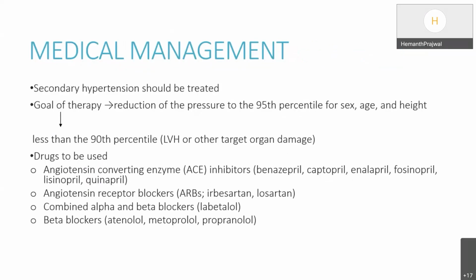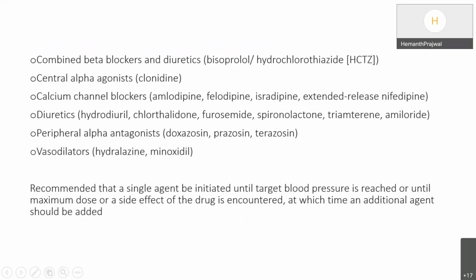The first modality of treatment is medical management in the form of controlling the secondary hypertension. The goal of the therapy has to be to reduce the blood pressure to less than the 95th percentile. And if LVH or other target organ damage is present, it has to be less than the 90th percentile. The drugs used are ACE inhibitors, angiotensin receptor blockers, combined alpha and beta blockers such as labetalol, beta blockers such as atenolol, metoprolol, and such.